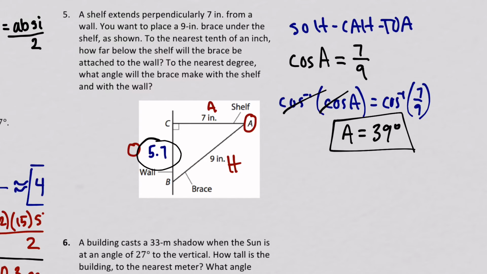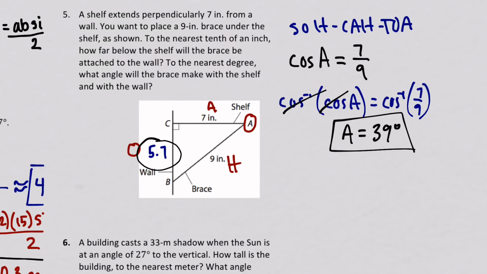But we do also need to find what's the other angle. What is the angle that the brace makes with the wall? So to find this angle, it's much easier now. If you know this one is 90 and this one is 39, you know that all 3 angles in a triangle should add up to 180. So all you got to do is just add those and subtract from 180, right?